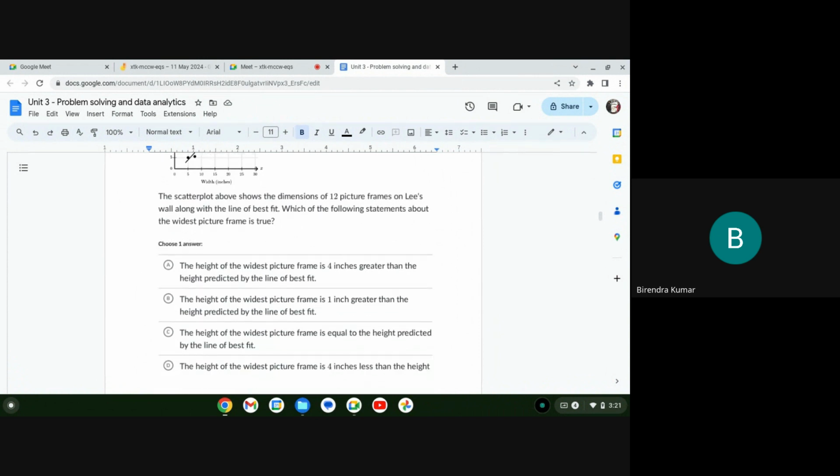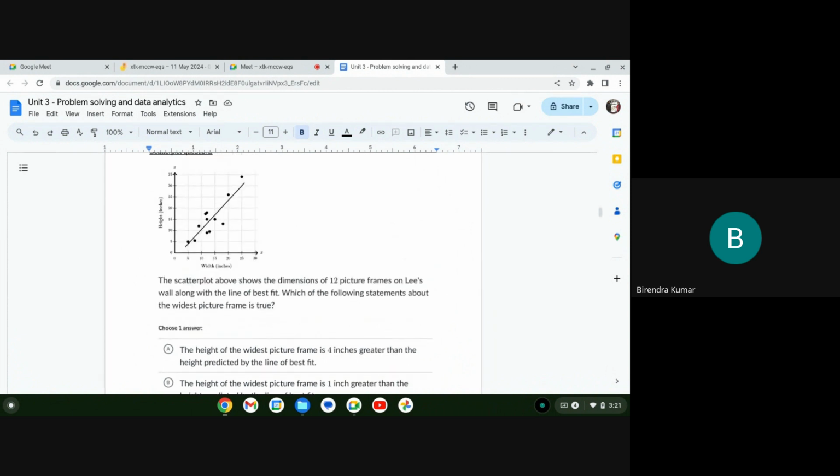Now let's look at the next one. The height of the widest picture frame is equal to the height predicted by the line of best fit. That is not correct for sure, because the height predicted is around 30 and it is much higher than that, right? So C I would probably not go with.